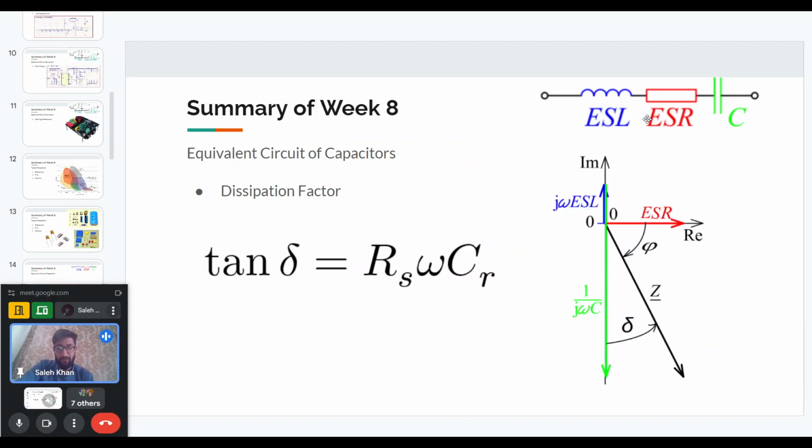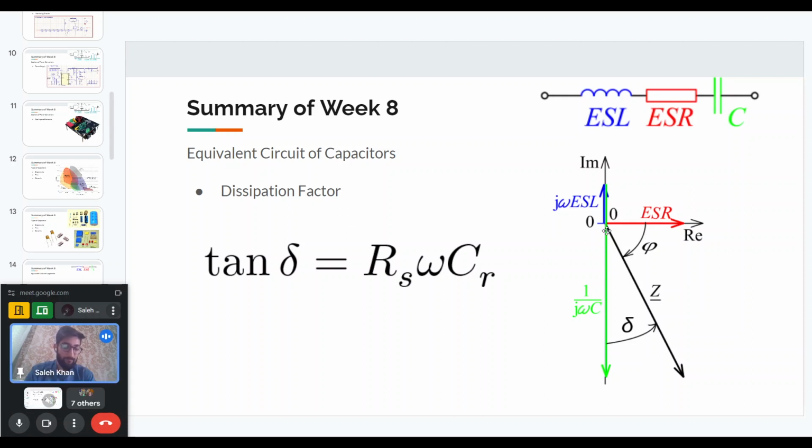Also, because of this ESR, there will be some losses inside the capacitor. Whenever we have a capacitor attached, it will carry some current. And even though on average the current will have zero average, it will have some RMS value, and because of this ESR, the equivalent series resistance, it will create some losses and some heating. So usually this ESR is given in the data sheet as dissipation factor.